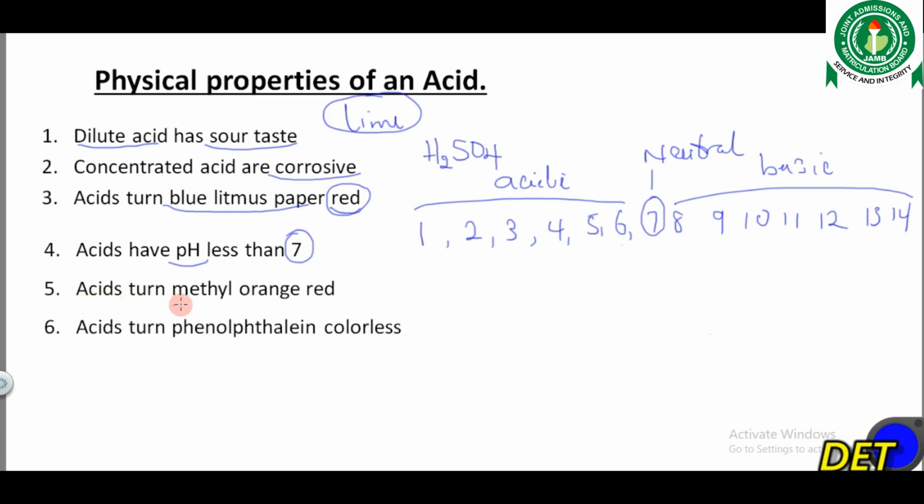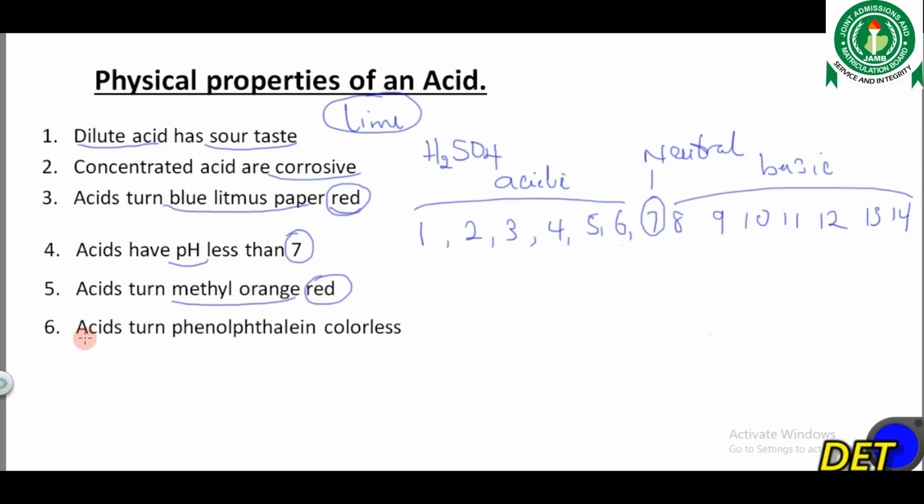Then acids turn methyl orange red. Methyl orange is an indicator and it is orange in color. So when you add an acid to methyl orange, which is an indicator, it turns it to a red color.